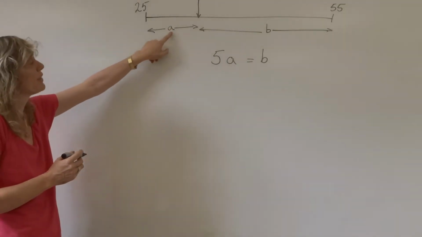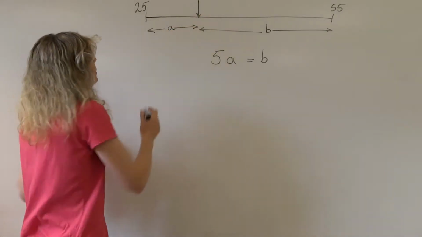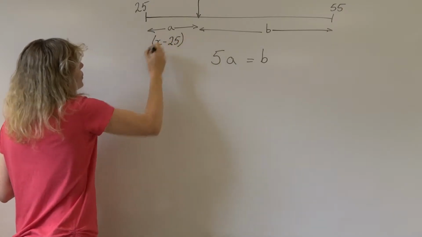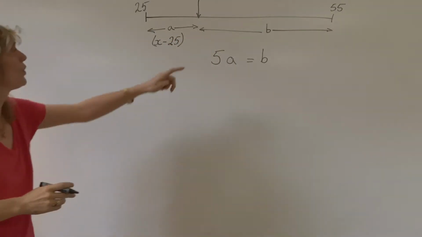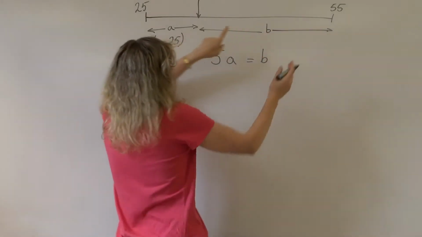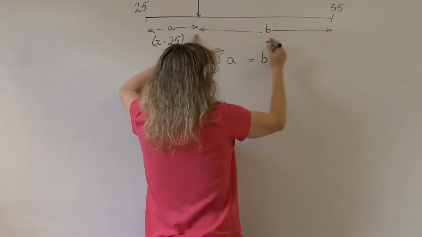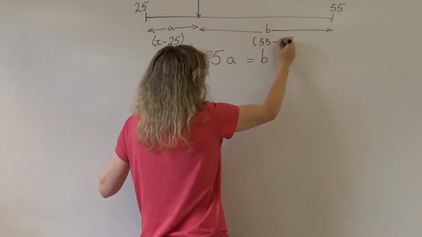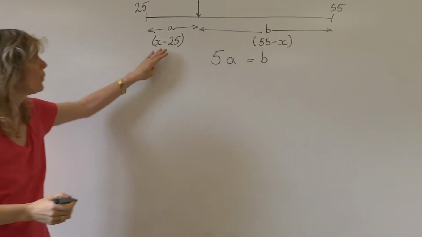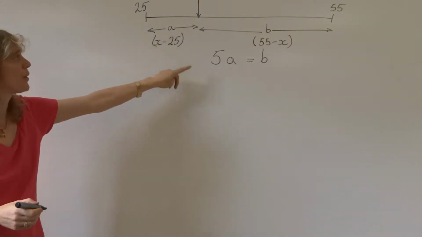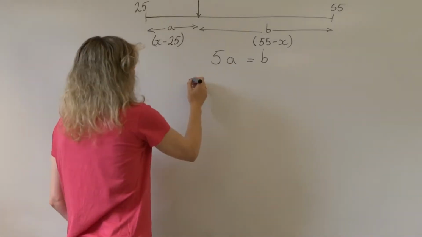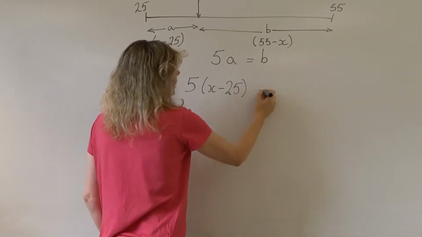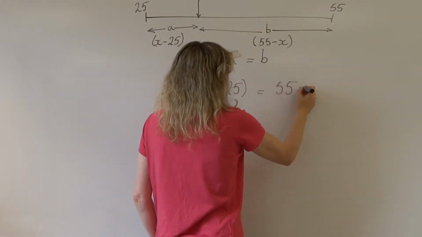But what can we say about this number a? Well, we've got x here. So we actually know that the number of a is the same as x minus 25. And we also know that the number b here, we would get b by taking x away from 55. So we also have a number for b here, 55 minus x. So if we know that a is x minus 25, we can put that into our equation here. So we get 5 lots of x minus 25 equals 55 minus x.